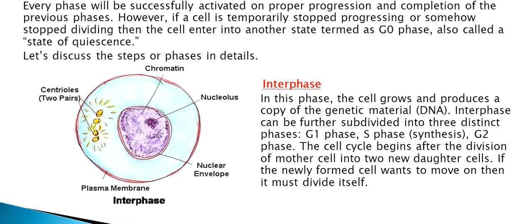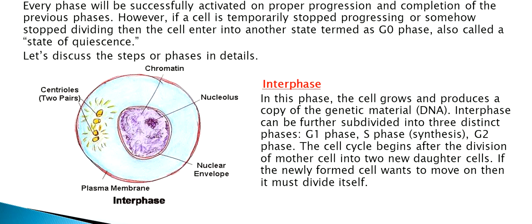Every phase will be successfully activated on proper progression and completion of the previous phases. However, if a cell temporarily stops progressing or somehow stops dividing, then the cell enters into another state termed as G0 phase, also called state of quiescence. Let's discuss the steps or phases in detail.